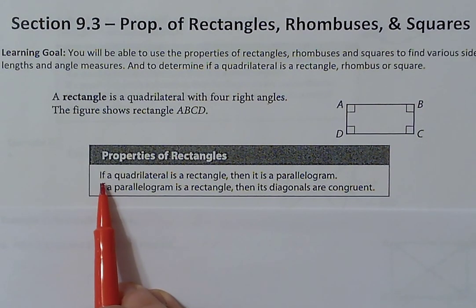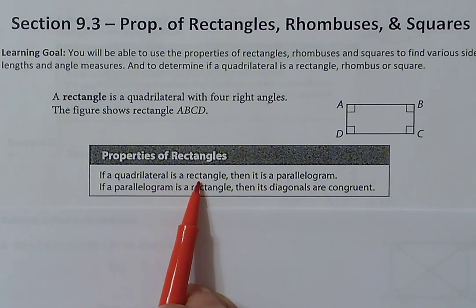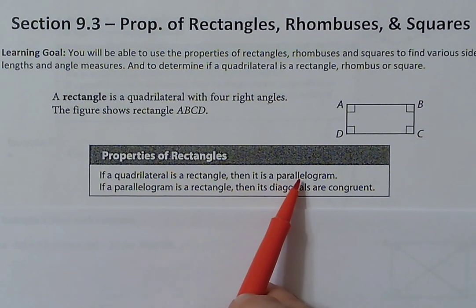All right, so our first property of rectangles that we're going to utilize for this lesson on 9.3 is that if a quadrilateral is a rectangle, then it is a parallelogram. So all of those properties that we talked about for parallelograms apply to rectangles as well, meaning that opposite sides are congruent, opposite angles are congruent, consecutive angles add up to be 180 degrees, and the diagonals bisect each other. So those four things are still in play for a rectangle.